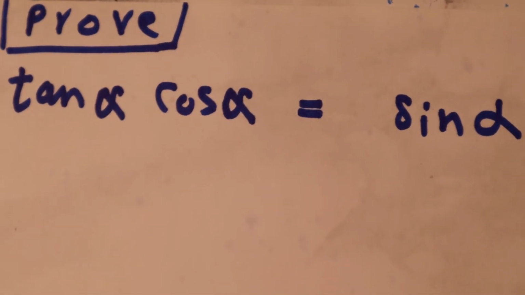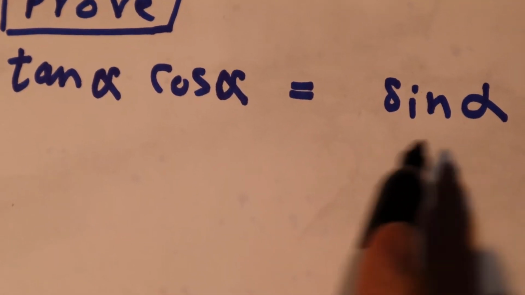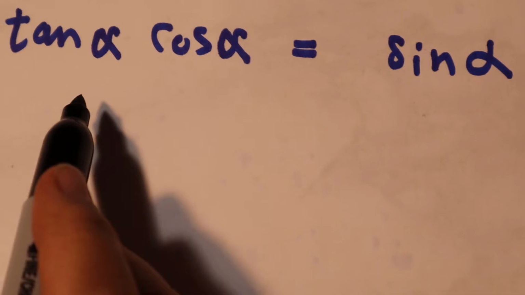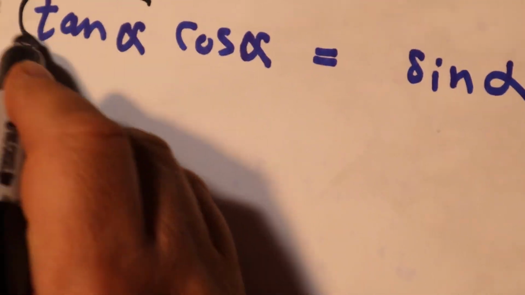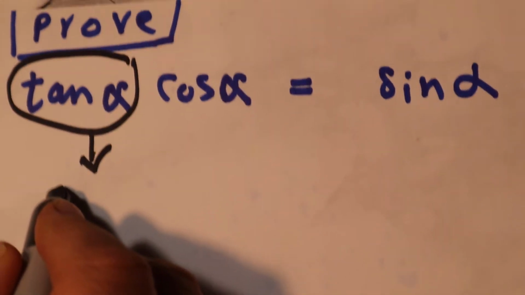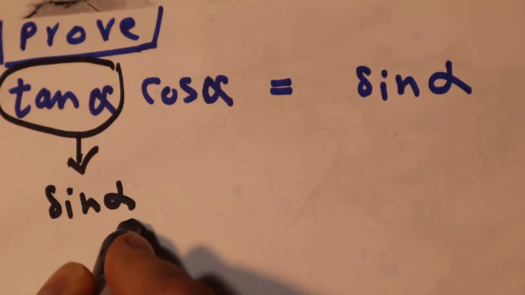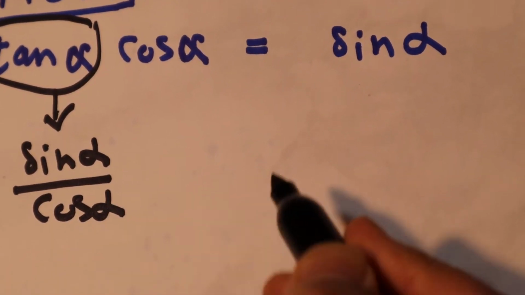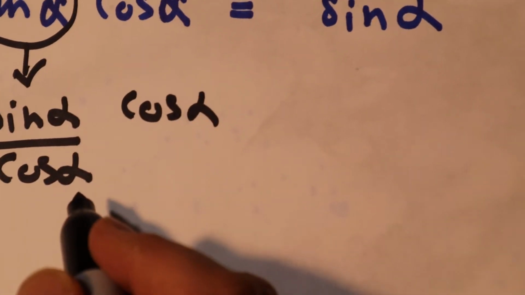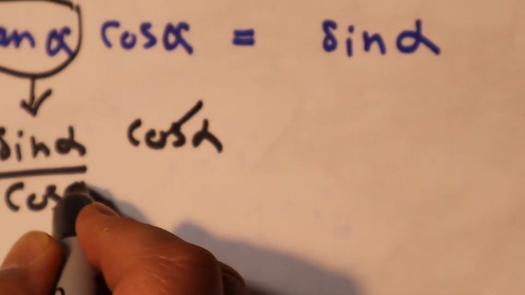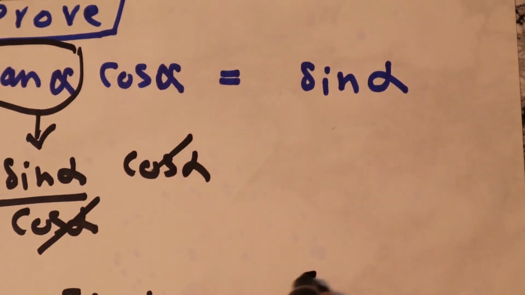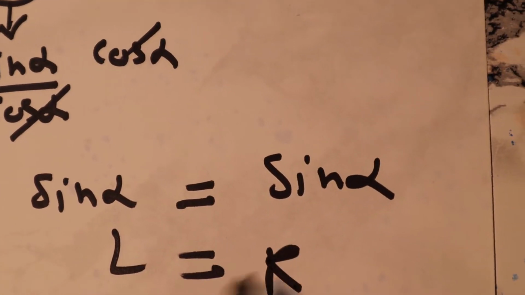We need to prove that left side equals right side. So tangent alpha cosine alpha equals sine alpha. As we know, we work on tangent here, to convert tangent to sine over cosine, times cosine alpha. That's left side. And you see, cosine alpha cancels cosine alpha, what's left? Sine alpha. So sine alpha equals sine alpha, left equals right.